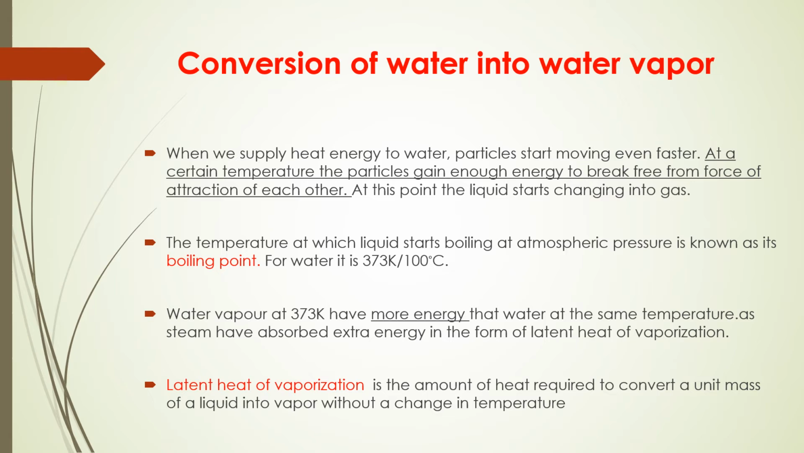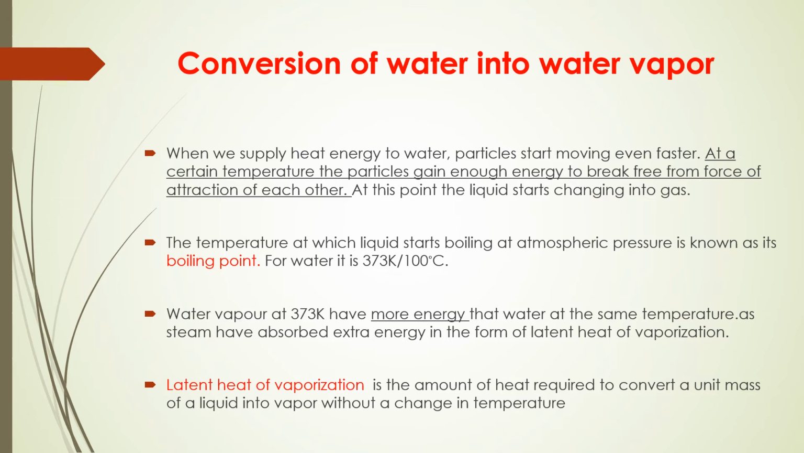Now what happens during this heating process? When we supply heat energy to water, particles start moving even faster. At a certain temperature, the particles gain enough energy to break free from the force of attraction of each other. At this point, the liquid starts changing into gas. The temperature at which a liquid starts boiling at atmospheric pressure is known as its boiling point. For water, it is 373 Kelvin or 100 degrees Celsius.